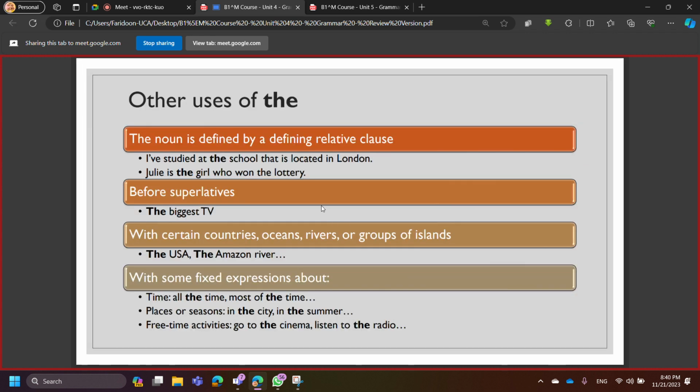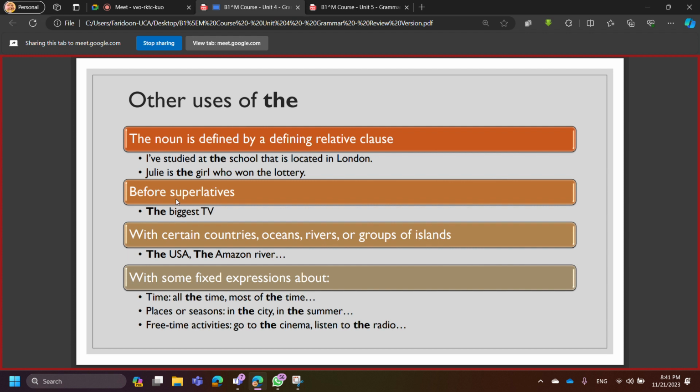Okay, so it's really good if you want to learn like that. And some other uses of the. We can use the when the noun is defined by a defining relative clause. For instance, I've studied at the school that is located in London. So that is located in London is the defining relative clause, and I'm using the next to the noun because that is the noun that is being defined. Or Julie is the girl who won the lottery. Again, who won the lottery is the relative clause, and girl is the noun that is being defined.